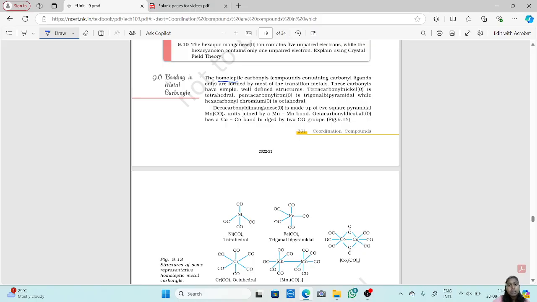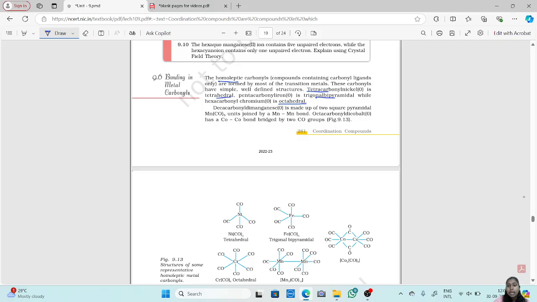Homoleptic carbonyls only contain carbonyl ligands and are formed by most of the transition metals. These carbonyls have simple, well-defined structures. Tetracarbonyl nickel is tetrahedral. Pentacarbonyl nickel is trigonal bipyramidal, while hexacarbonyl chromium is octahedral. So they form simple tetrahedral, trigonal bipyramidal and octahedral structures. Decacarbonyl manganese is made up of two square pyramidal Mn(CO)5 units joined by an Mn-Mn bond.